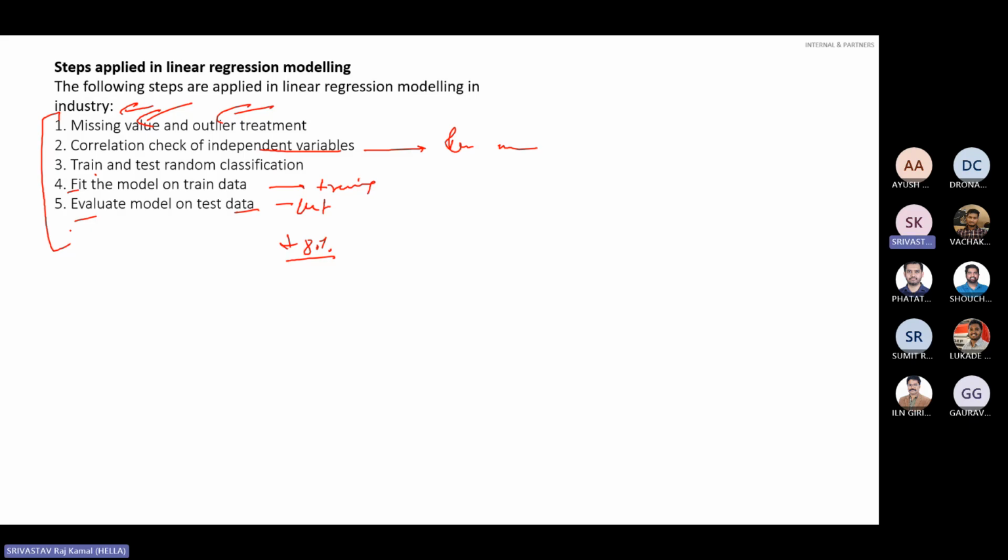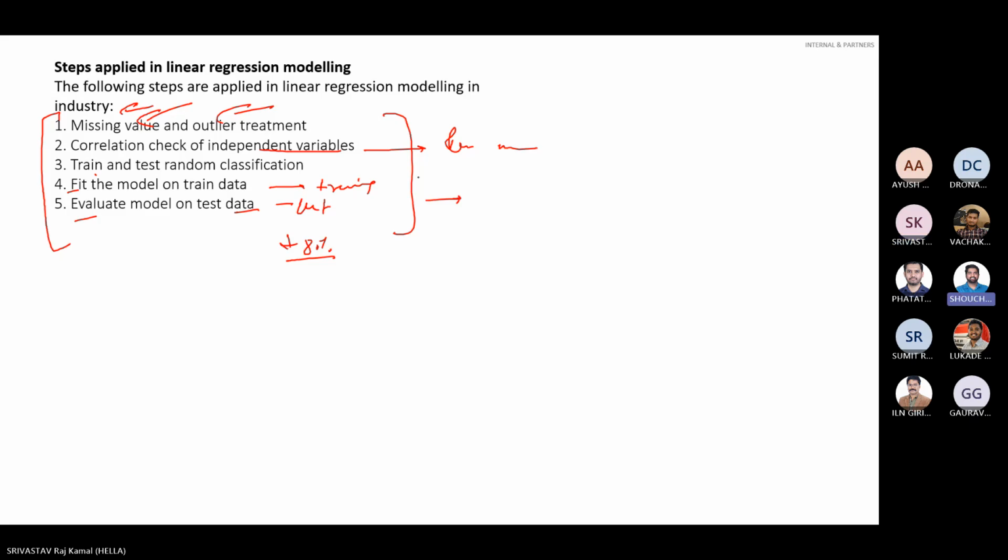Any doubt in these 5 steps? I think this is straightforward, and these are going to be a cakewalk after the first or second practical examples. It's pretty straightforward.